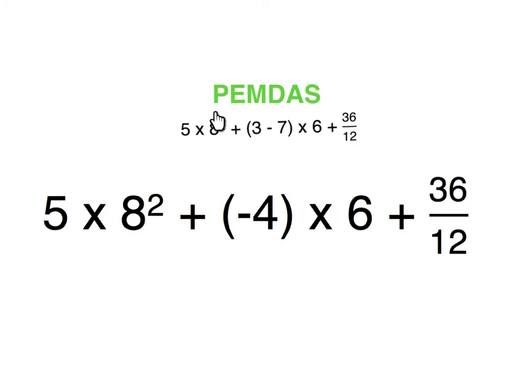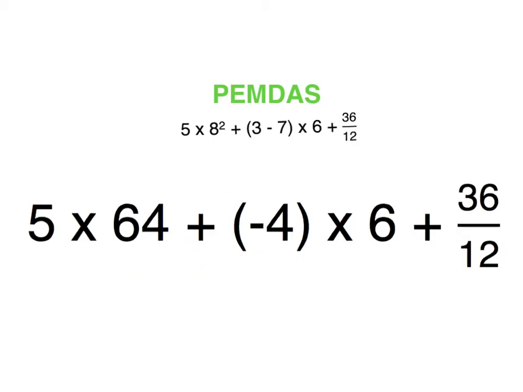Now that we've taken care of the parentheses, the next thing to look for is exponents. Here we have 8 squared. 8 squared means 8 times 8, which equals 64. Now that we've done all the exponents, we're going to do multiplication and division in order from left to right.